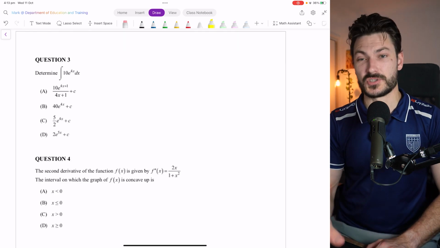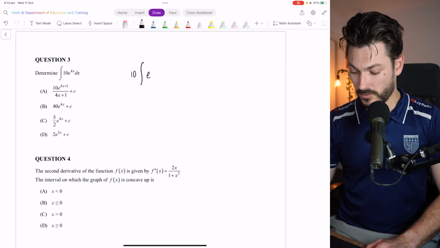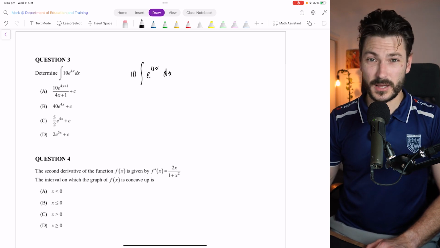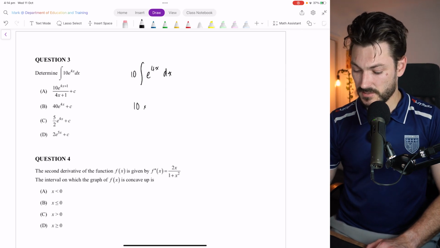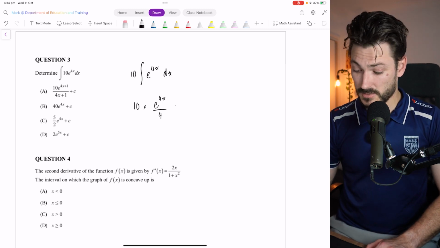Okay, so we have integration. I find it helpful to just bring the constant out the front if I have a constant in my integral. So I can bring the 10 out the front. Now I just do integration like normal, divide by the derivative of the power. So I'm going to have 10 times e to the 4x divided by the derivative of 4x is just 4, so divide by 4, plus c, of course.